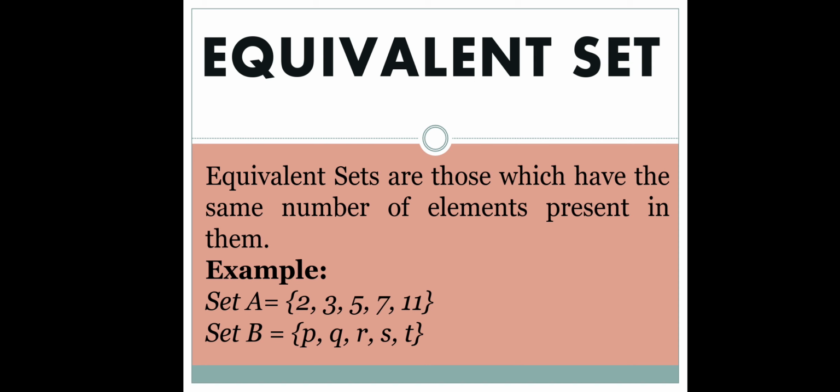Okay. Next one is equivalent set. Unlike equal sets, equivalent sets have the same number of elements present in them. So not the same elements. So refer to the example. Set A has 2, 3, 5, 7 and 11. That means it has 5 elements. Set B has P, Q, R, S, T. Set B also has 5 elements, but A and B do not have the same elements, isn't it? A has 5 elements, B has 5 elements. Only the number of elements is the same in set A and set B. It is an equivalent set.